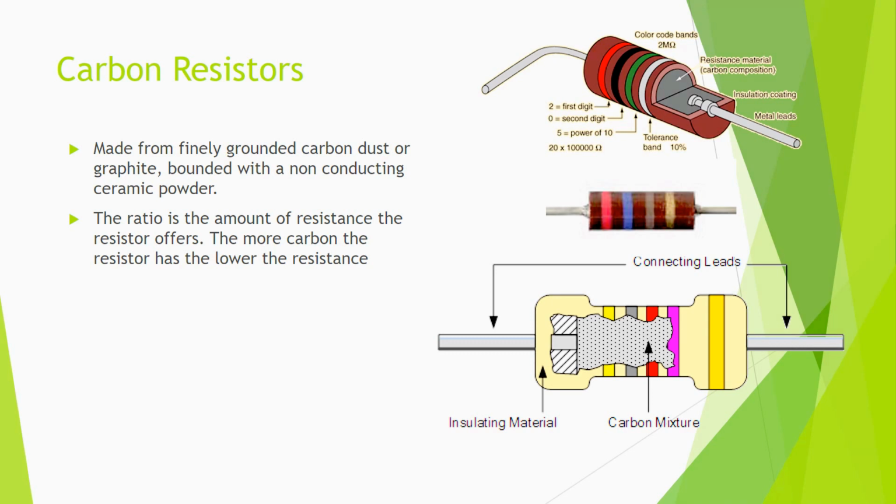There are three main types of resistors on the market today: carbon resistors, film resistors, and wire-wound resistors. The first type, carbon resistors, are made from finely ground carbon dust or graphite. They are bound by a non-conductive ceramic powder. The more carbon, the less resistance it has.